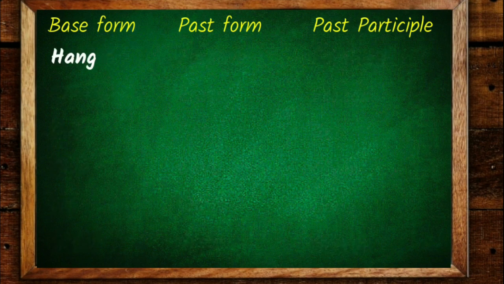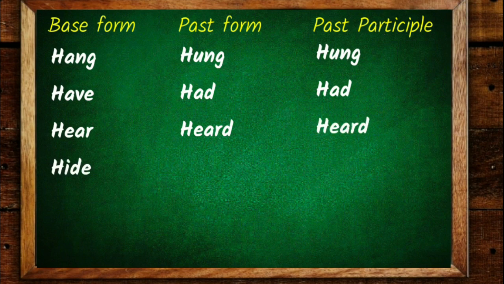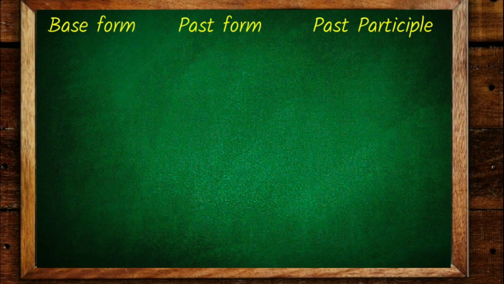Now next one. Hang, hung, and hung. Have, had. Hear, heard. Hide, hid, hidden. Hit, hit. Held. So learn hung, have, hear, hide, hit, and hold. Past form and past participle form.